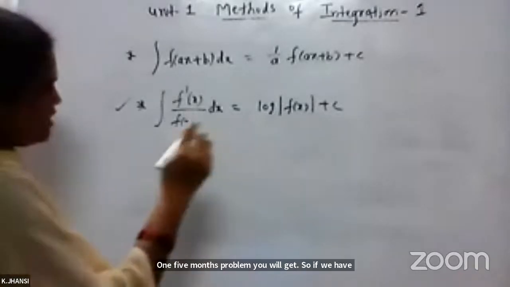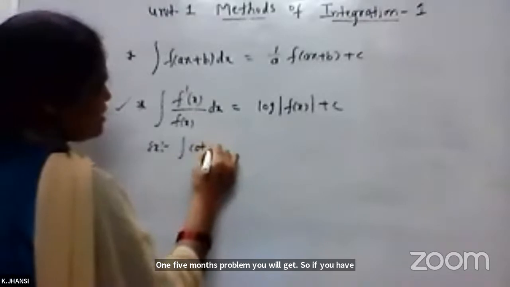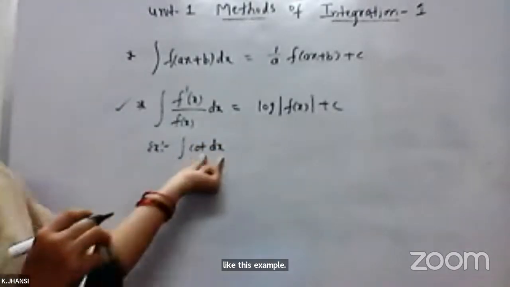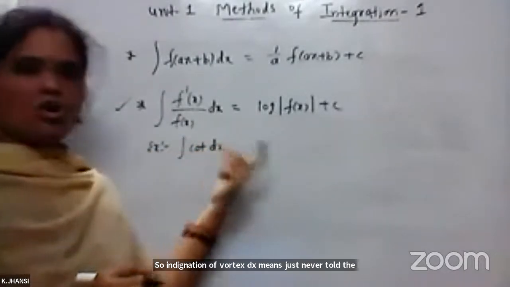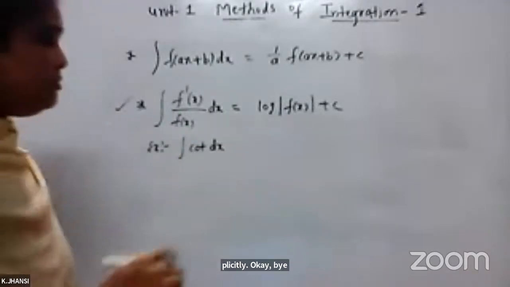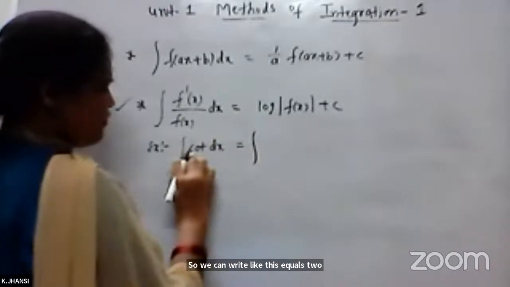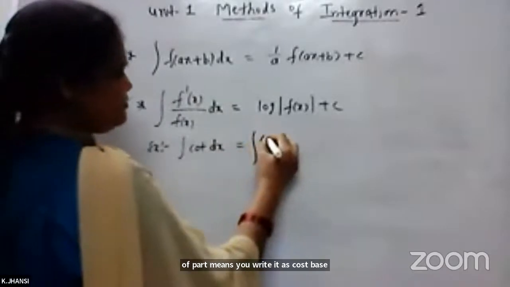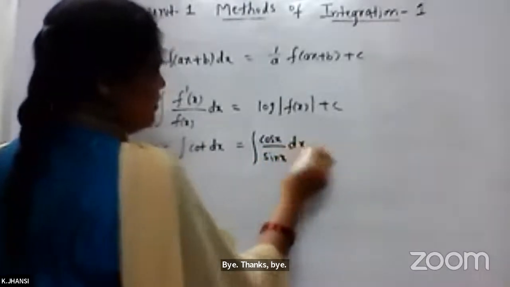So if we have an example like integration of cot x dx. Okay. Integration of cot x dx means, just now I have told the formula, so directly you can write from that formula: it is log sin x plus c. Okay. But how did you get that log sin x plus c? We can write it like this. It is equal to integration of cot, which you will write as cos by sin, cos x by sin x into dx.